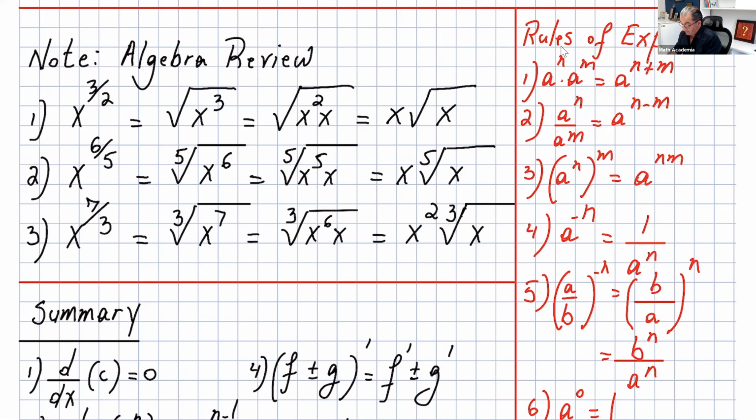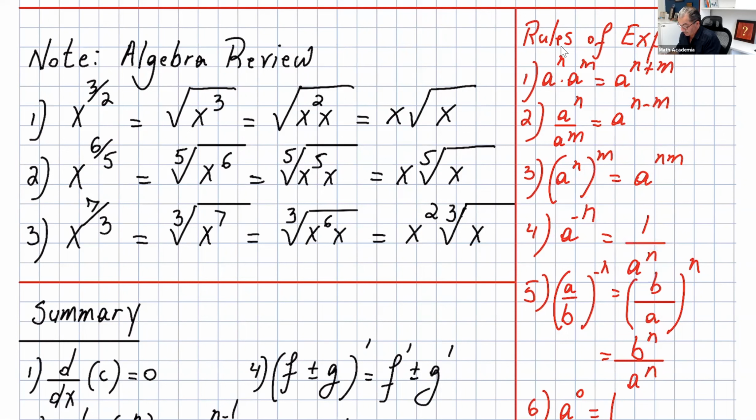I wrote the rules of exponents from algebra here. I think it's good to have it. Again, a to the power of m times a to the power of n. When you multiply two numbers with the same base, you can add the exponents. When you divide two numbers with the same base, you can subtract the exponents. Exponent to exponent, you can multiply them. And if the exponent is negative, you can bring it to the denominator and make it positive.